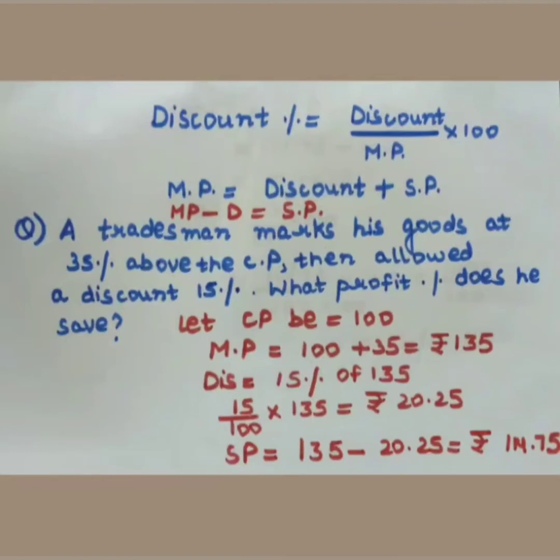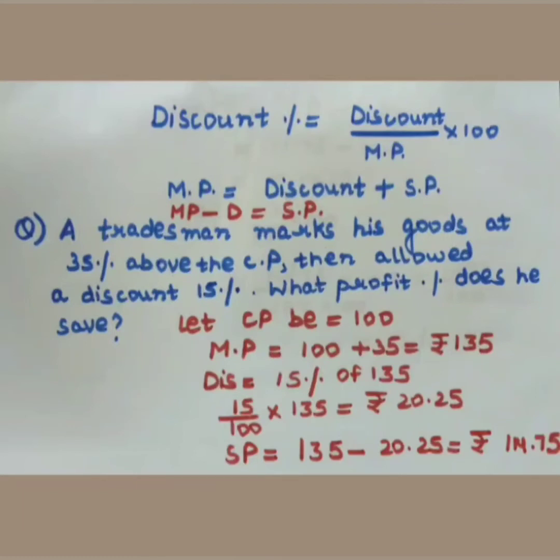So the question says, a tradesman marks his goods at 35% above the CP, that is above the cost price. Here we will be assuming, as per our question, let the CP be 100. You can also assume let the cost price be X. Here I have assumed let it be 100 CP. So our mark price will be 35% above the CP, 100 plus 35% of 100. So we are getting 135 as our mark price.